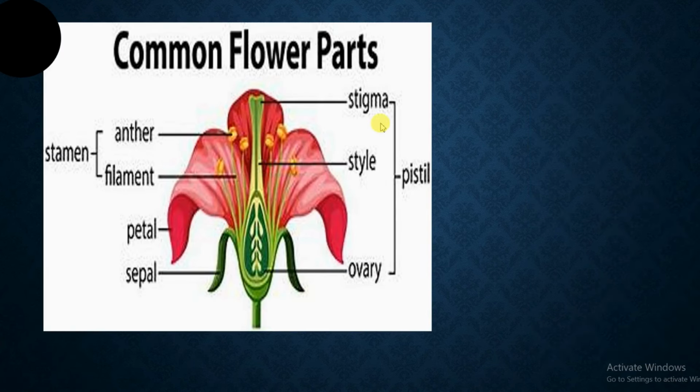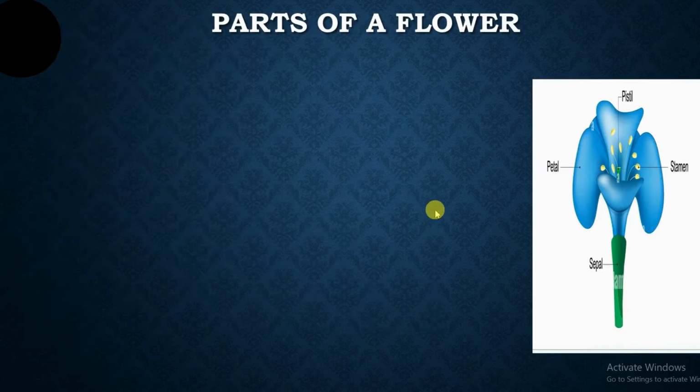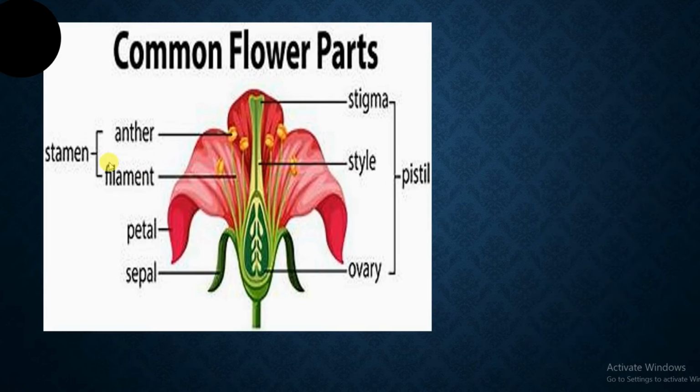So this is the pistil. The pistil is the female part, or the carpel. It is also known as gynoecium, and the male part is the stamen, which consists of anther and filament. We are going to discuss each part in detail. So we have the petals, the colorful part of the flower, and the lower part of the flower, the sepals, which covers the flower. Then we have the male part, the stamens, and the female part, the pistil.